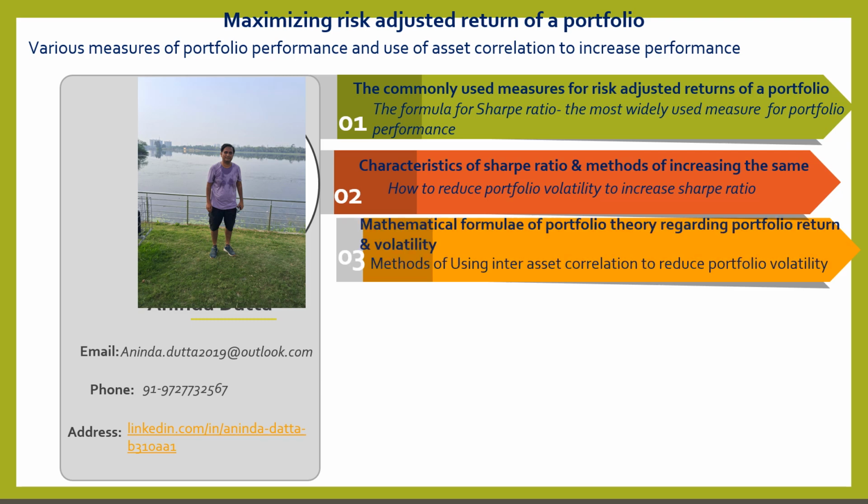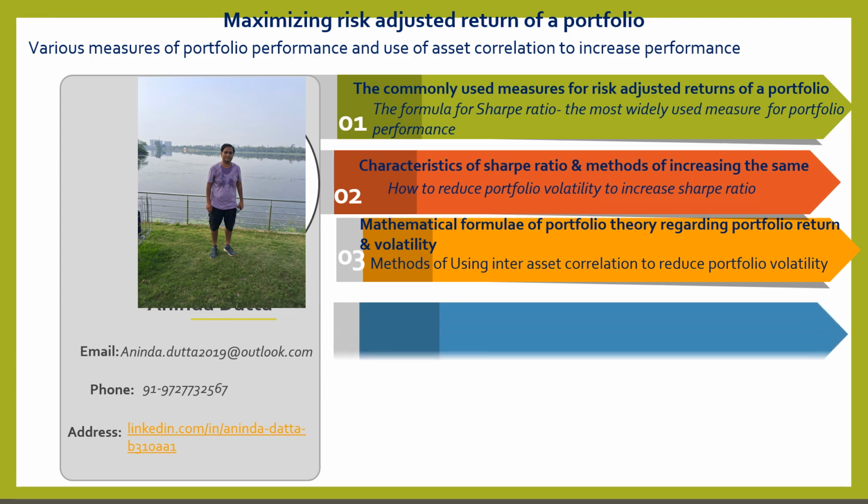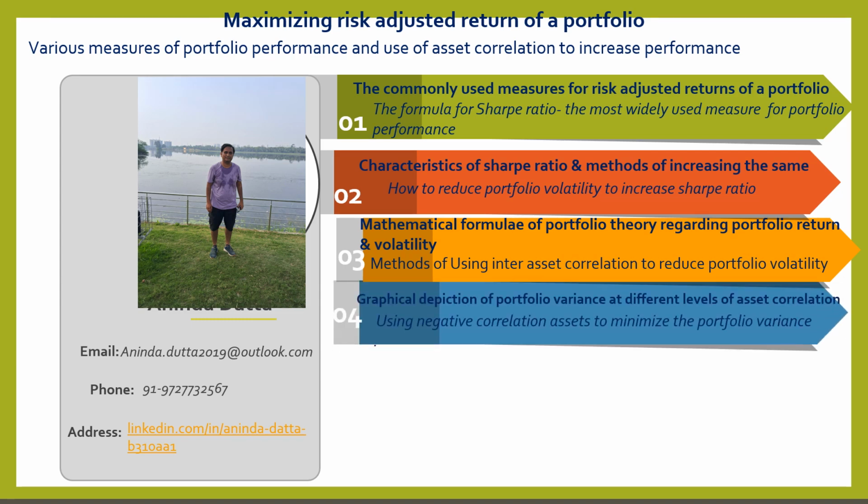Mathematical formula for portfolio theory regarding portfolio return and volatility. The methods of using the asset correlation to reduce the portfolio volatility. Graphical depiction of portfolio variance at different levels of asset correlation. Using negative correlation of assets to minimize the portfolio variance.